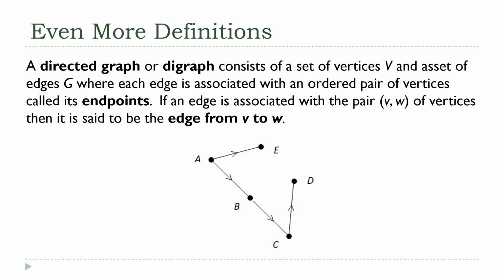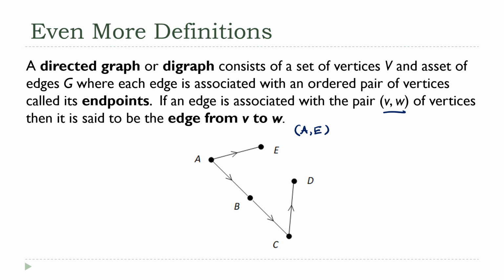You notice how I've diagrammed this here. A connects to E, and the arrow tells me who comes first. Using capital letters, I would say that AE is an edge in this graph, where I would not say that EA is. Visually, the arrows tell you who comes first and who comes second. And you see how we described this in the last definition: if the pair VW, V first, W second, is in the edge set, then we say that the edge is from V to W.